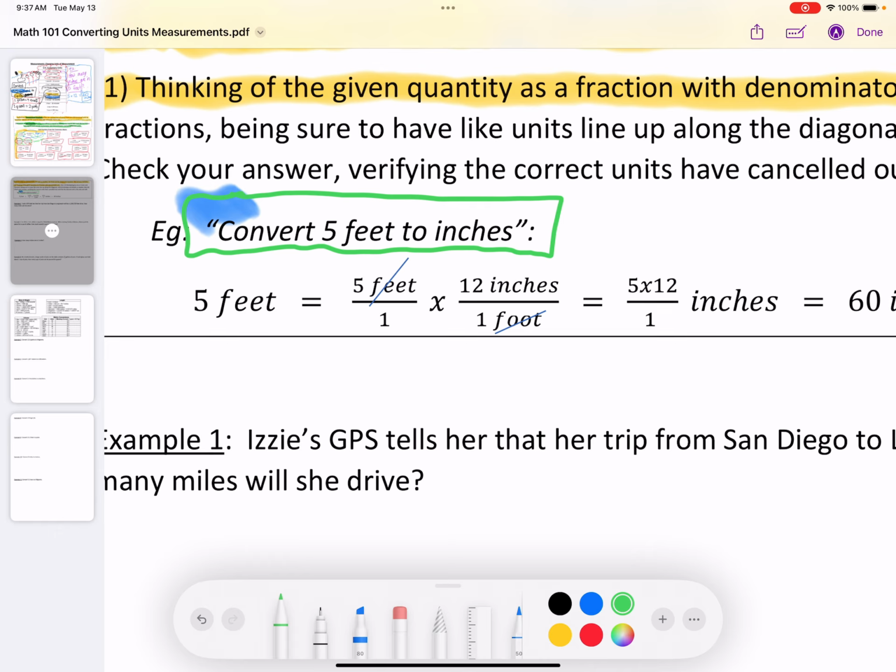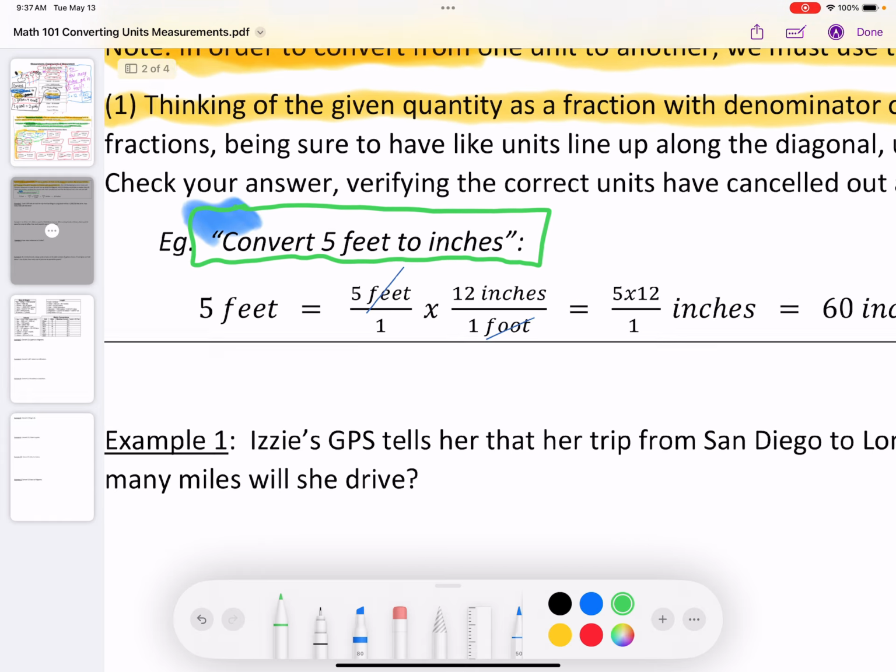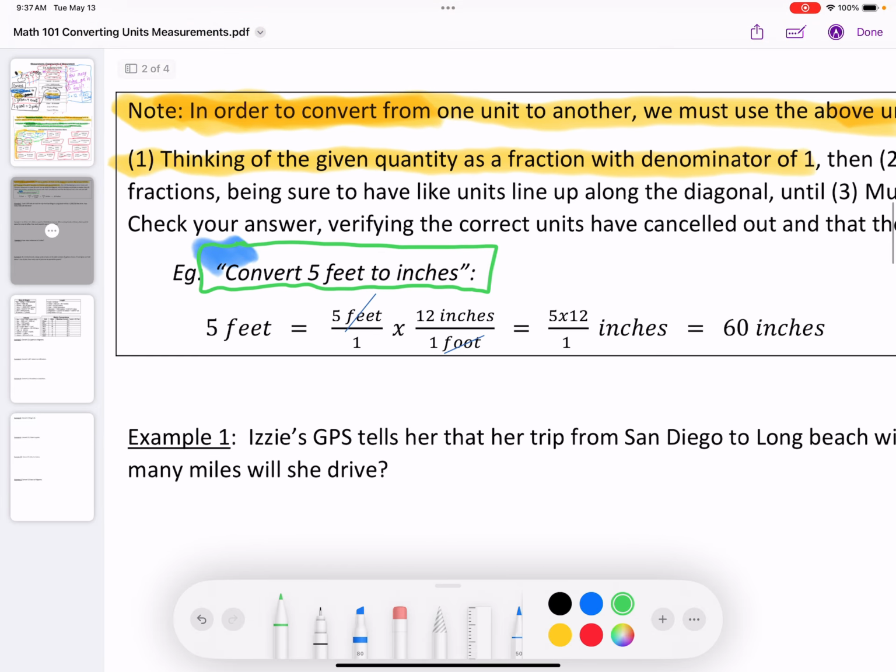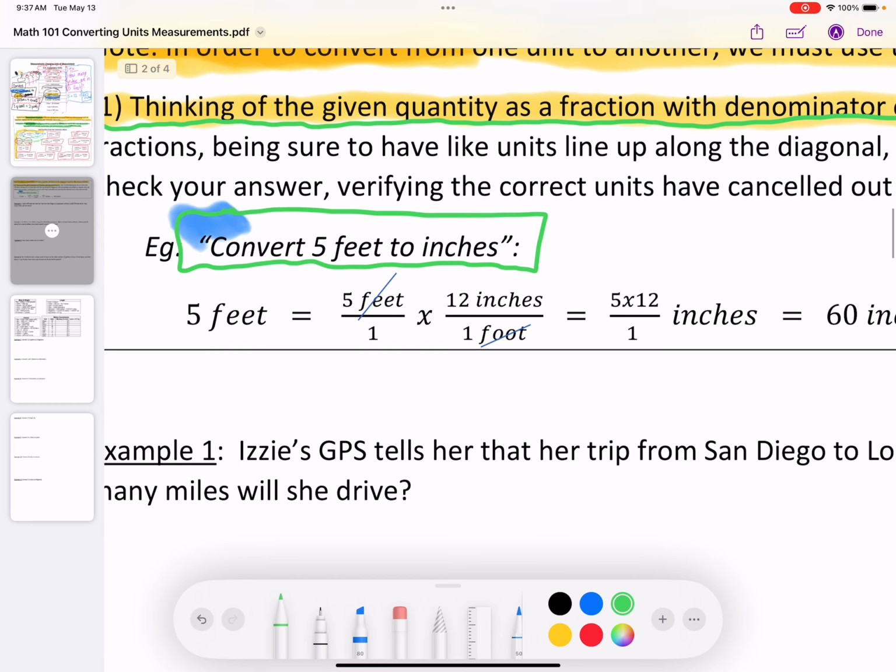Let's say we're trying to convert 5 feet into inches. You might already know how to do that. You know exactly what to do, but we'll just do it the long way. So as it says, we already kind of talked about this. I'm going to think of the given quantity as a fraction with denominator of 1. So in this problem, what did they give me? I'm given 5 feet. So I'm going to make that. It was just 5 feet on its own.